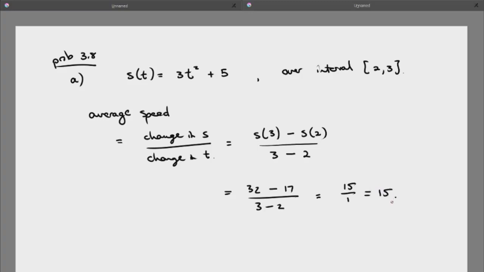Now they don't really tell me the units, so they do actually, meters and seconds. So you could say meters per second, but it doesn't matter. For our purposes, the units aren't super important. We're just practicing the average rate of change concept.